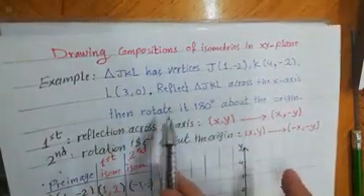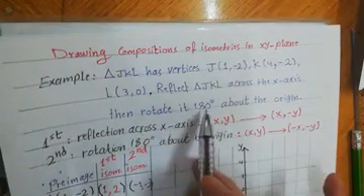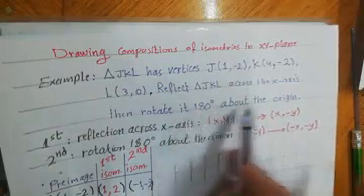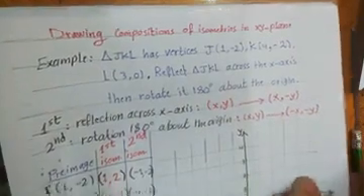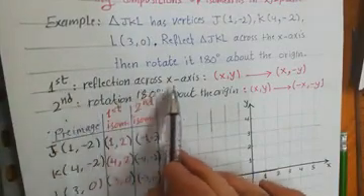Then rotate, this is the rotation, also an isometry. It's 180 degrees about the origin. You remember these transformations, we took them before. Okay. The first thing which we will do is the reflection across the x-axis.